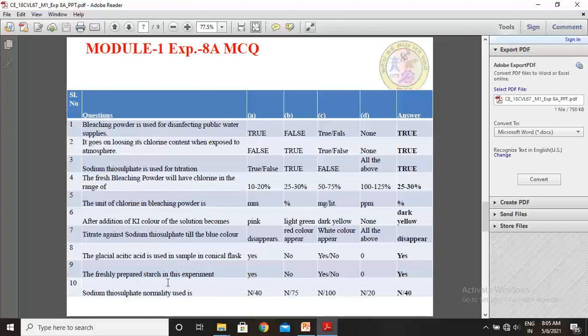Is freshly prepared starch used in this experiment? Options: yes, no, yes or no, or fourth option 0. Correct answer is yes. Sodium thiosulfate normality used is N/40, or N/75, or N/100, or N/20. Option is N/40.